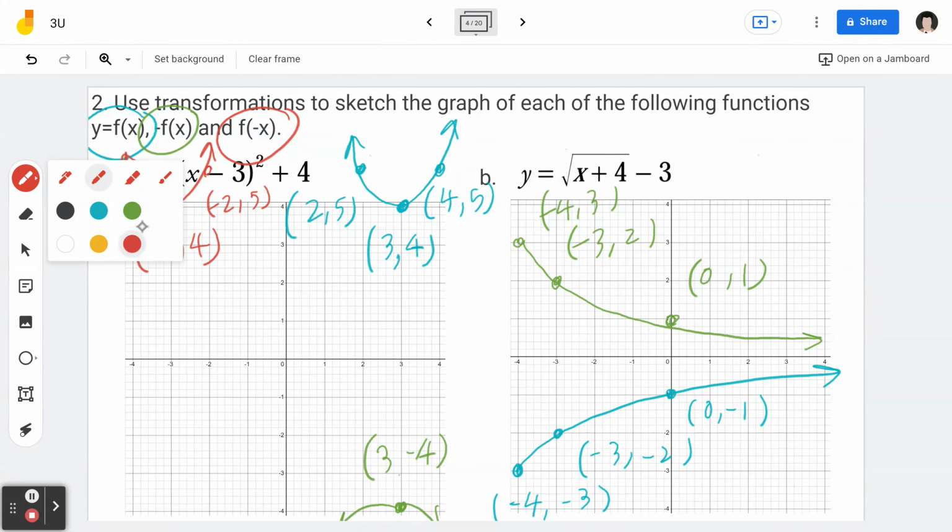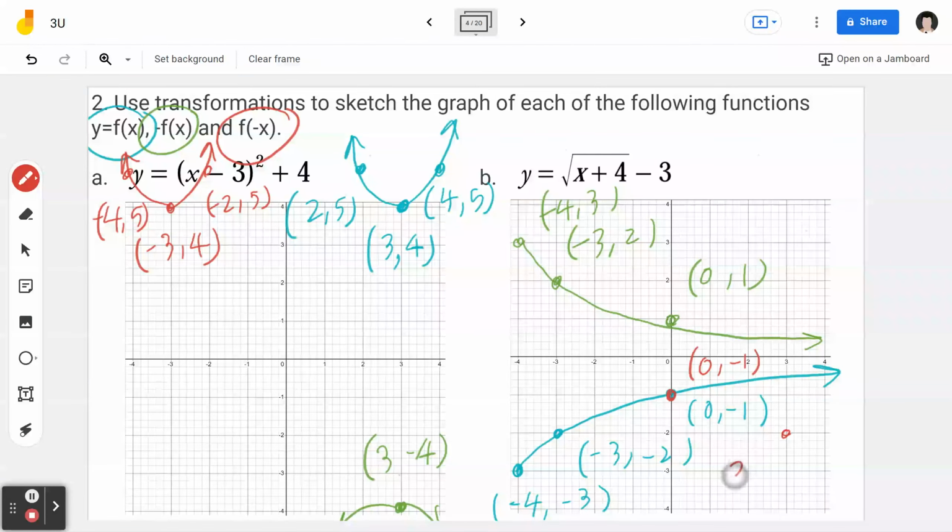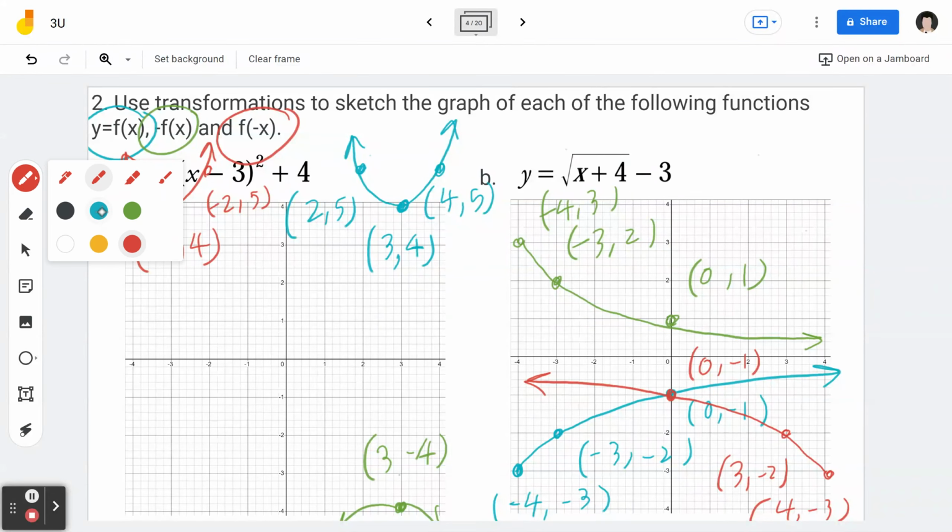Last but not least, if I grab the third color, f of negative x means reflected with respect to the y-axis. So this point remains the same. It's still going to be 0, negative 1. Negative 3, negative 2 becomes 3, negative 2. And of course, negative 4, negative 3 becomes 4, negative 3. And again, if you connect them, roughly speaking, it will look something like that.